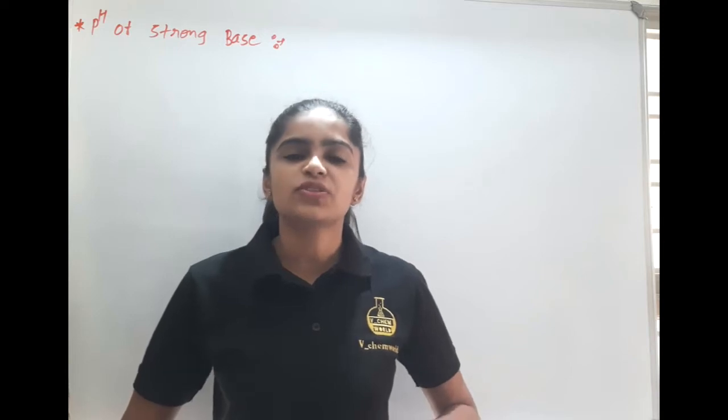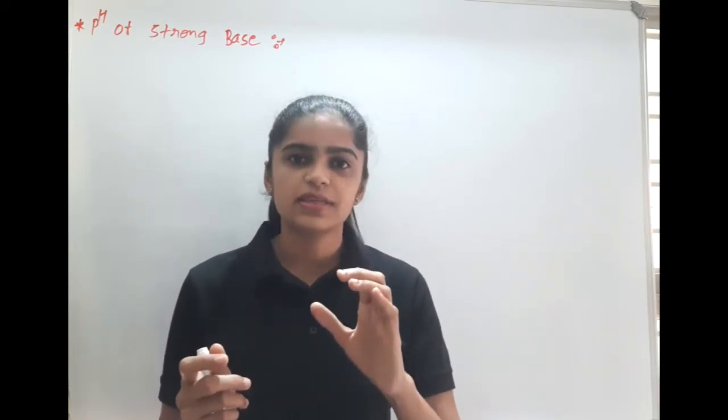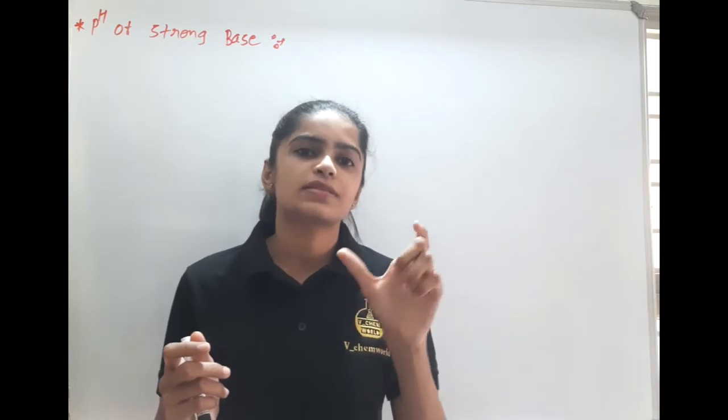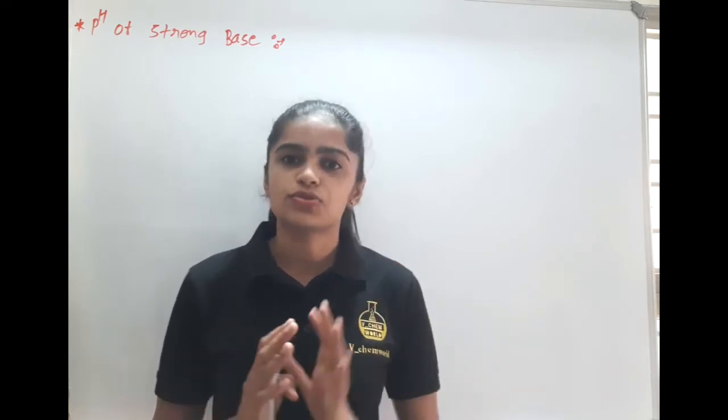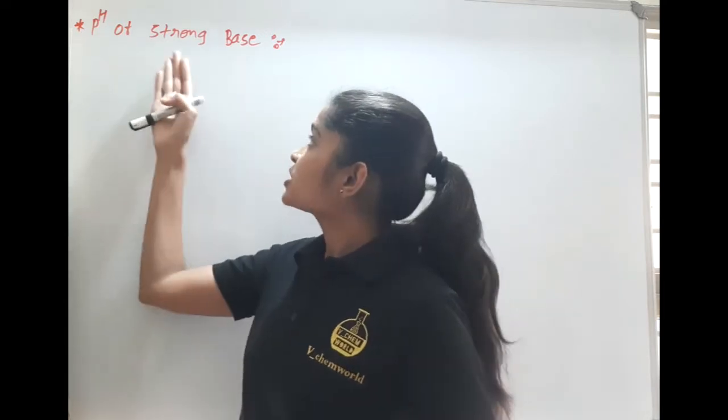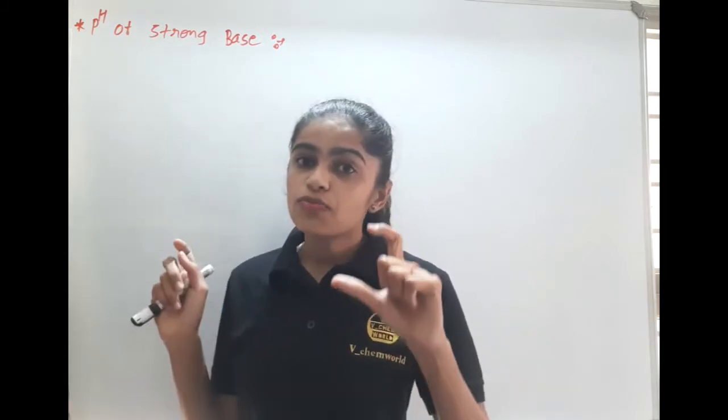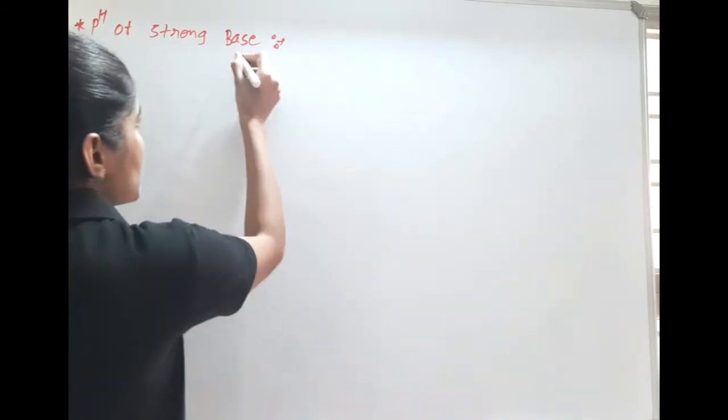Today we are going to discuss the pH of a strong base. We know that the pH scale has values from 0 to 14. From 0 to 7 is acid, 7 to 14 is base, and 7 is the neutral value.